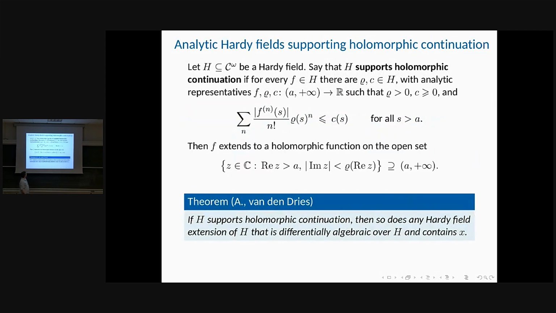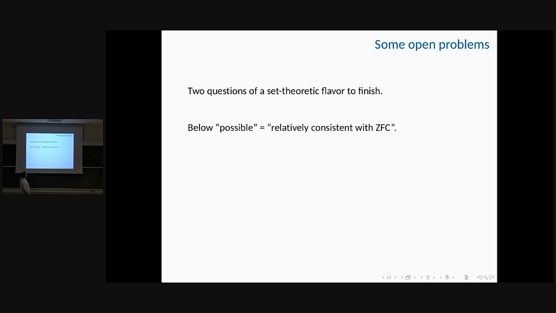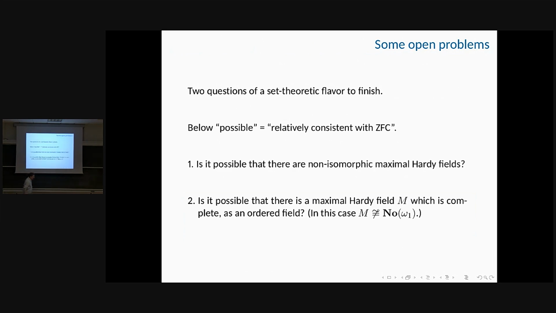Then there was one more slide which I'll skip, about a refinement of this, where you also try to keep track of the holomorphic extensions, but time is short, so I'll finish with these questions, which of course are quite natural, and whose answers I don't know. We showed in the first part that any two maximal Hardy fields are isomorphic if you assume the continuum hypothesis. Well, is this necessary? Could there be a model of set theory in which there are non-isomorphic maximal Hardy fields? I don't know.